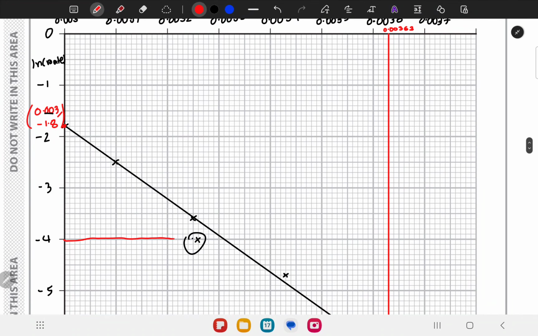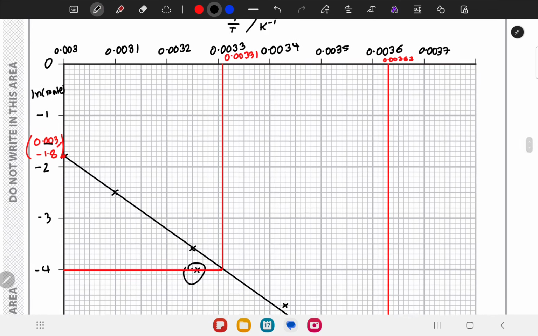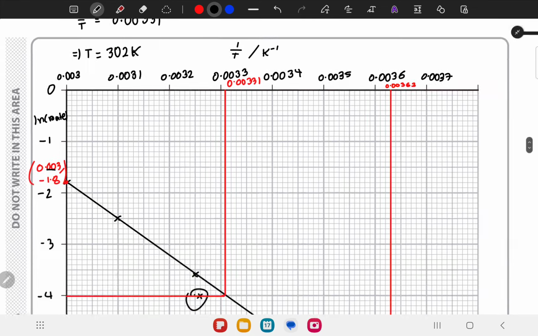So for minus 4, the value of 1 by T must have been around 0.00331. So 1 by T is 0.00331, so the value of T must have been 1 divided by that. So 1 divided by 0.00331, which would have been 302 Kelvin to the nearest 0.5 Kelvin.